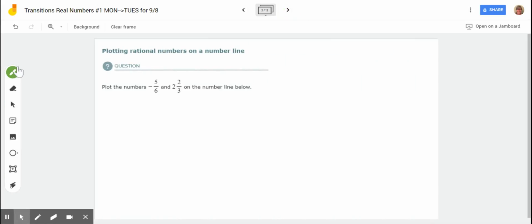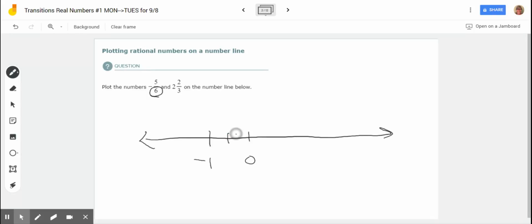Okay, this one says -5 sixths and 2 2/3. So here's my number line. -5 sixths. Notice that's not quite -1. -1 would be 6 sixths. I'm going to make this bigger so I can divide it into 6 pieces. Divide it in half, get 2 lines, 2 lines. It says -5 sixths.